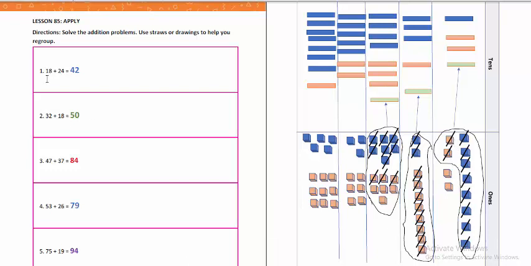Now we have to find the sum of 18 plus 24. What is the total ones and the total tens? Let's count the total ones. 1, 2, 3, 4, 5, 6, 7, 8, 9, 10, 11, 12. Now we have 12 ones, 12 squares, and we know that it's not allowed to put 10 squares or more in the ones column.